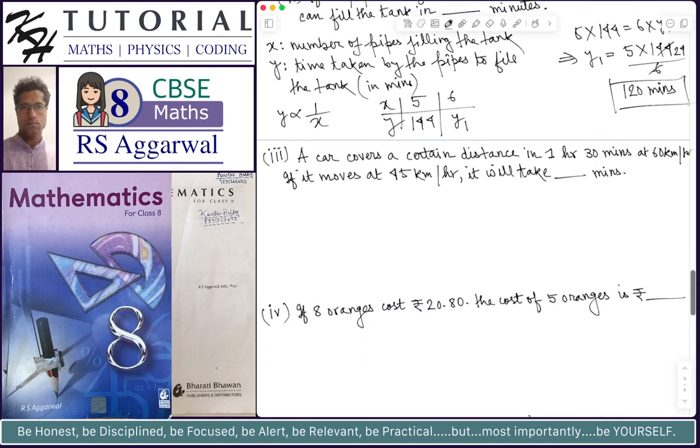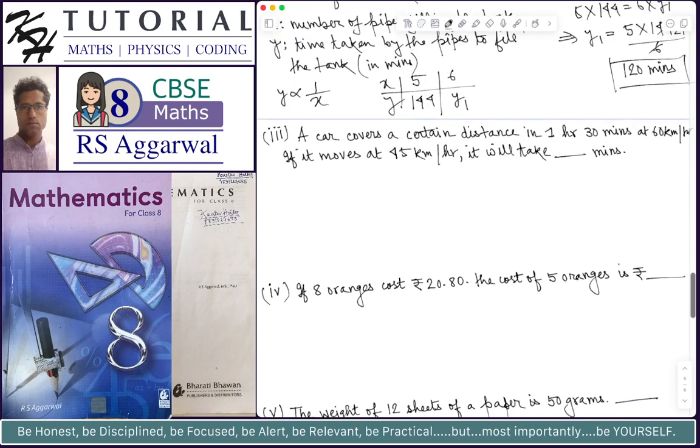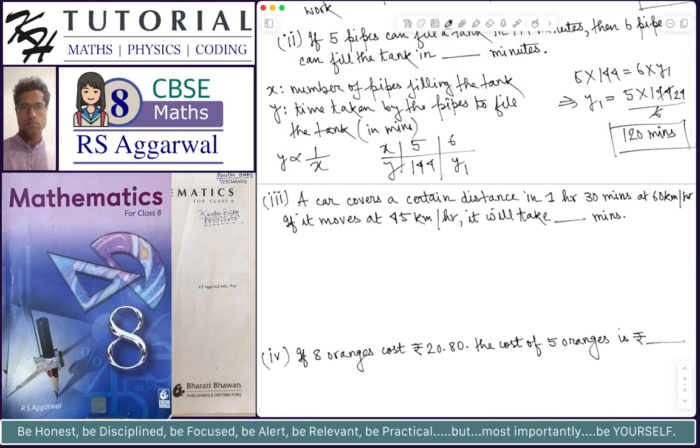Okay, let's do part 3. A car covers a certain distance in 1 hour 30 minutes at 60 km per hour. If it moves at 45 km per hour, how many minutes will it take? In this case, the speed is not constant. This problem is about speed, distance, and time. Here the distance is constant. The car is traveling a certain distance.